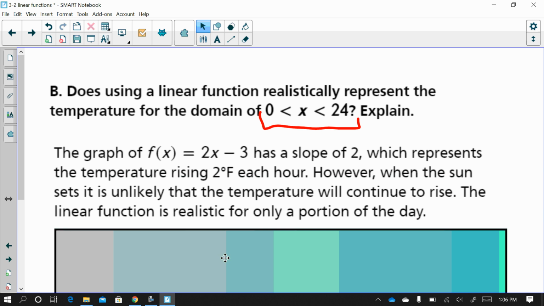Well, the graph has a slope of 2, which represents the temperature rising 2 degrees every hour. However, when the sun sets, is my temperature still going to continue to rise? Absolutely not. When the sun goes down, we know it gets colder outside. So this linear function is not realistic for the whole day. It's realistic only for a portion of the day.